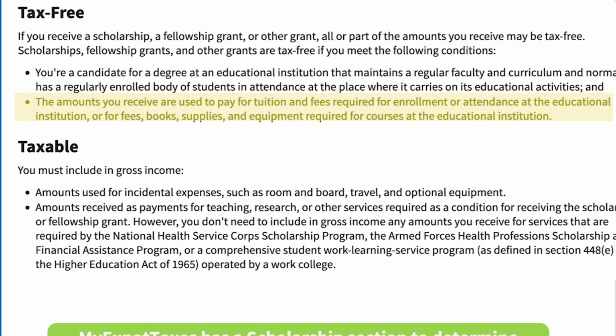If you are a candidate for a degree, and in addition to that, the amounts you receive must be used to pay for tuition and fees required for enrollment or attendance at the institution. For just the tuition, the fees, books, supplies, and equipment required for all students. That's very important. That's why I stress on it. At the educational institution or required by the program. So this must not be optional. This must be really, really there. You cannot get away. Those fees must be paid by everyone.